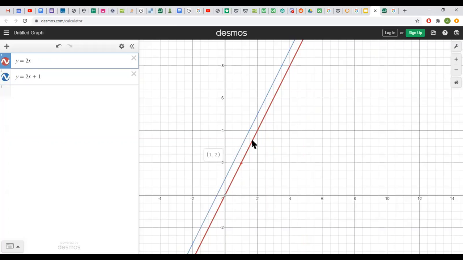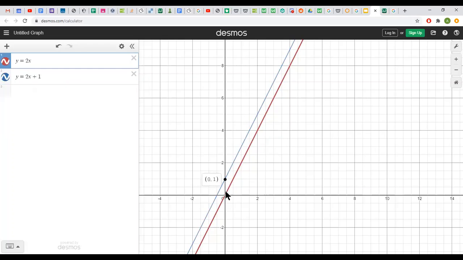So this is our original equation, y equals 2x. This red line is our y equals 2x, and our blue line is our new equation, y equals 2x plus 1. We can see that when we add a 1, our original graph climbs up by 1 unit. So it jumps up by 1 unit.